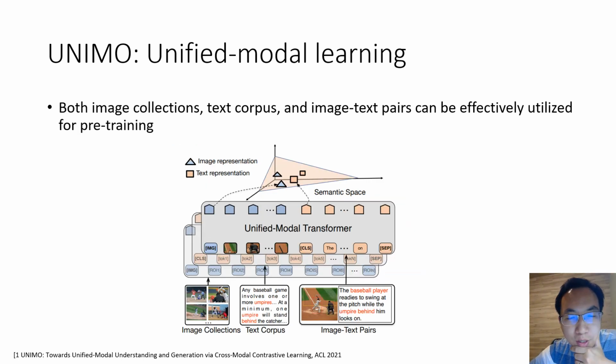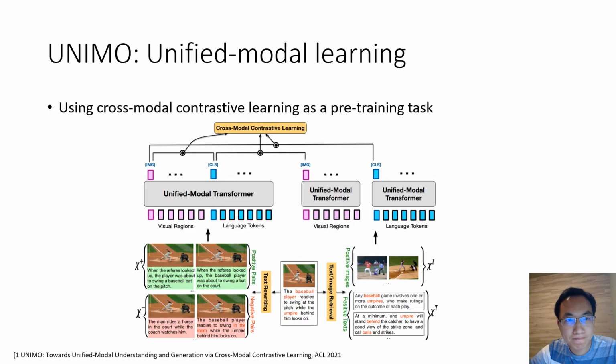In order to support the training of a VLP model and a BERT model jointly, they use single image collections, single textual corpora, and joint image text pairs for effective pre-training. They have also designed a so-called cross-modal contrastive learning as another pre-training task. As you can see from the slides, given an image text pair in the middle, they designed a text rewriting method so that they can generate a bunch of positive image text pairs and also hard negative image text pairs. On the right side, they also do text image retrieval so that they can train the unified transformer on a single modality, and you can find more details in the paper.